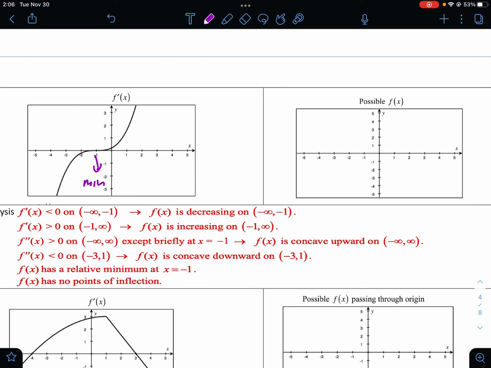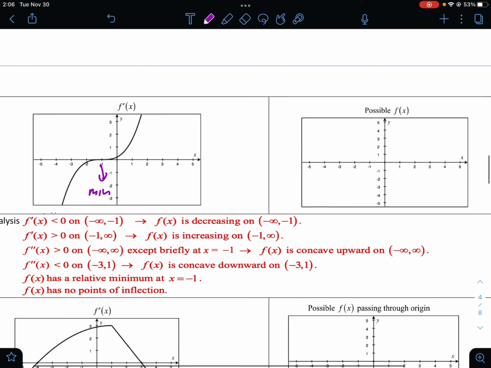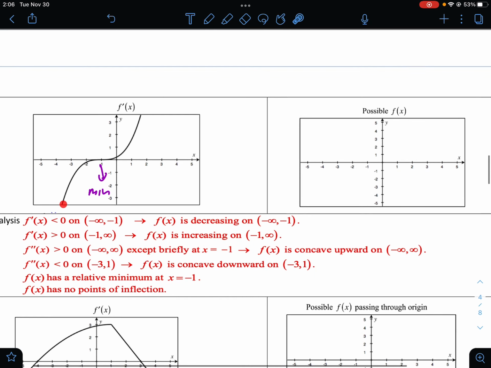All right. So if we take a look at this graph, we want it to be decreasing until negative 1 and then increasing after that. So maybe our graph would look something like this.